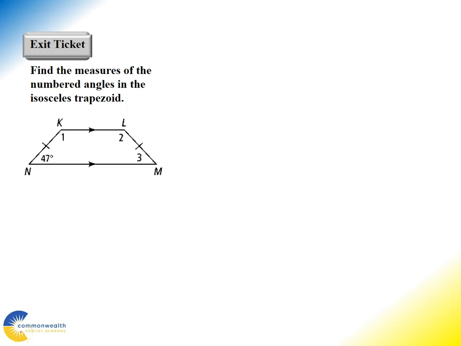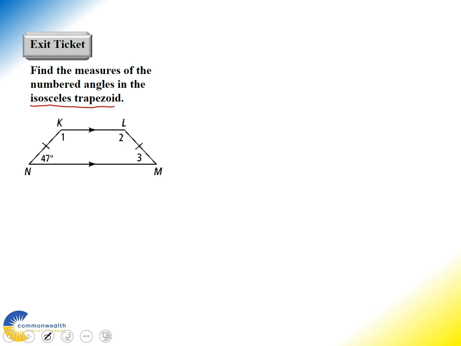So let's review these exit ticket problems here. This first one, you're given an isosceles trapezoid. So you can see right there, and I can see that by the markings too. I see that KN and LM are congruent in measurement, and I can see that KL and NM are marked as being parallel. So this is a trapezoid, an isosceles trapezoid.